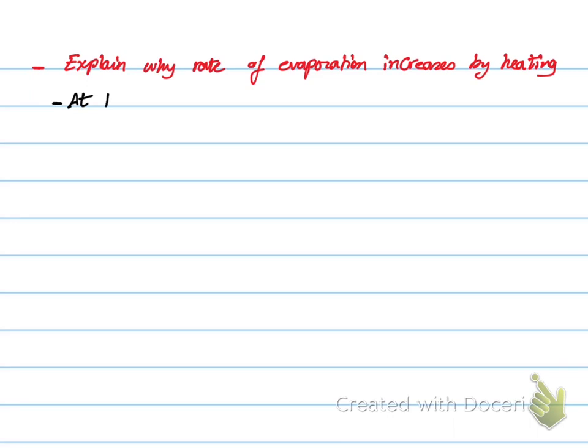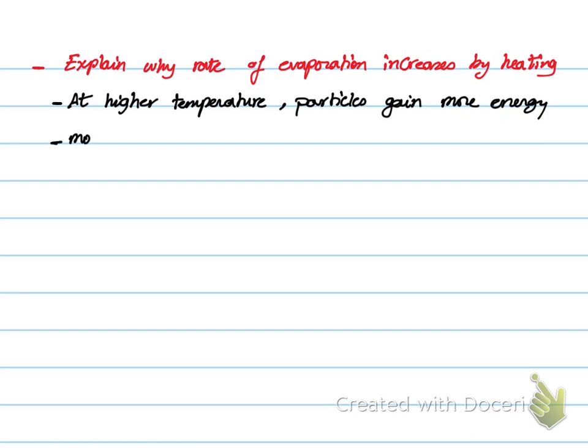So at high temperature, particles have more energy. Particles gain more energy, so more particles can escape the surface easier. Or just you can say more particles can escape the surface.